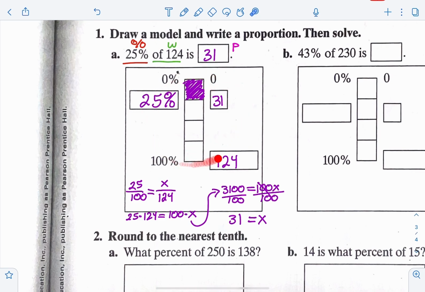So this is just like a visual representation. So this box on this side will always be your percent. This box will always be your whole. And this box will always be your part as you're filling it in. So after you solve, you can go back and fill it in.